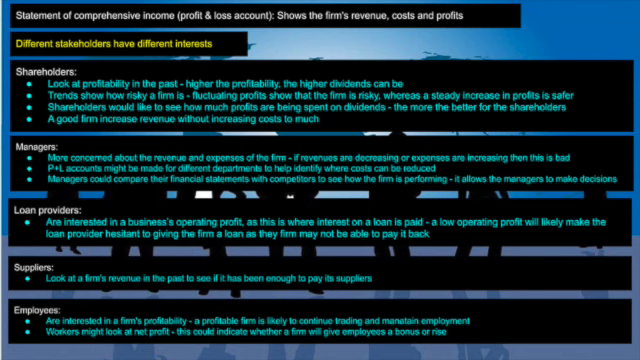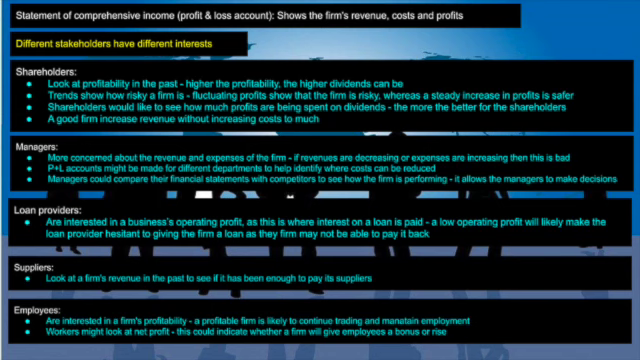Shareholders would like to see how much profits are being spent on dividends as well. The more the better for the shareholders. And lastly, a good firm can increase revenue without increasing cost too much. For all of these points, the shareholders generally look at the revenue and the profits and expenses over a couple of years, just to try to find overall trends.